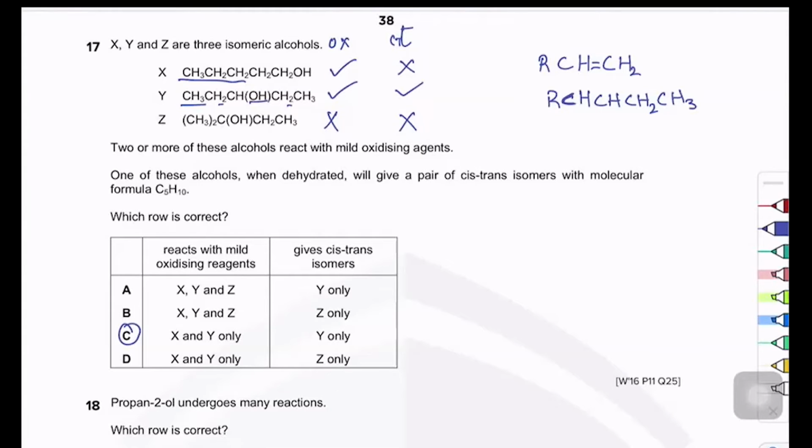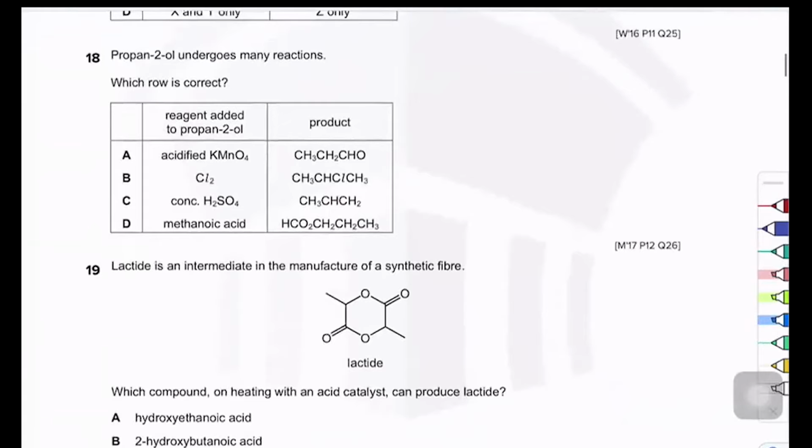Yes, sir. Okay. Propan-2-ol undergoes many reactions, which row is correct? Propan-2-ol is a secondary alcohol, we know this. Acidified KMnO4 is added, the product is an aldehyde. No. It's propan-2-ol. CH3CHOHCH3, that's propan-2-ol. This will convert to CH3COCH3, not this thing. A ketone should form.